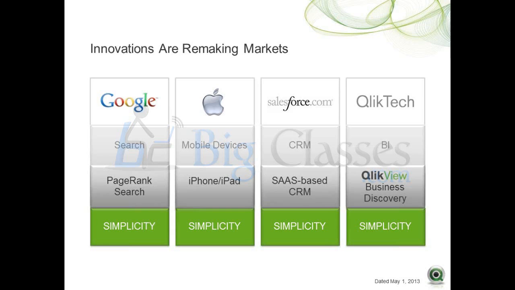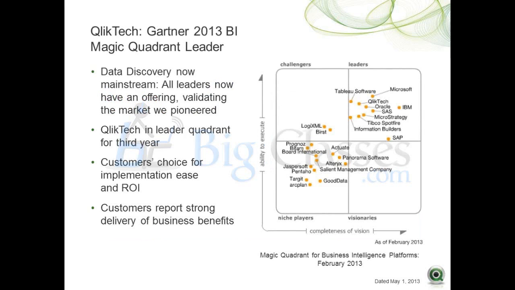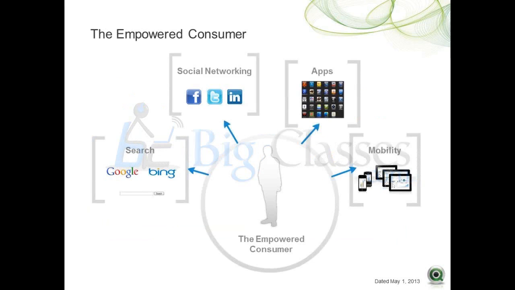If you look at Google, Apple, or Salesforce.com, it's easier to use and more user-friendly. So QlikView brings that to the BI scope, and it calls it business discovery. It's leading in the Gartner report. It basically empowers the consumer to search, social network, app. It's an app-based model and mobility. These are the trends in the market now, and it covers most of it.